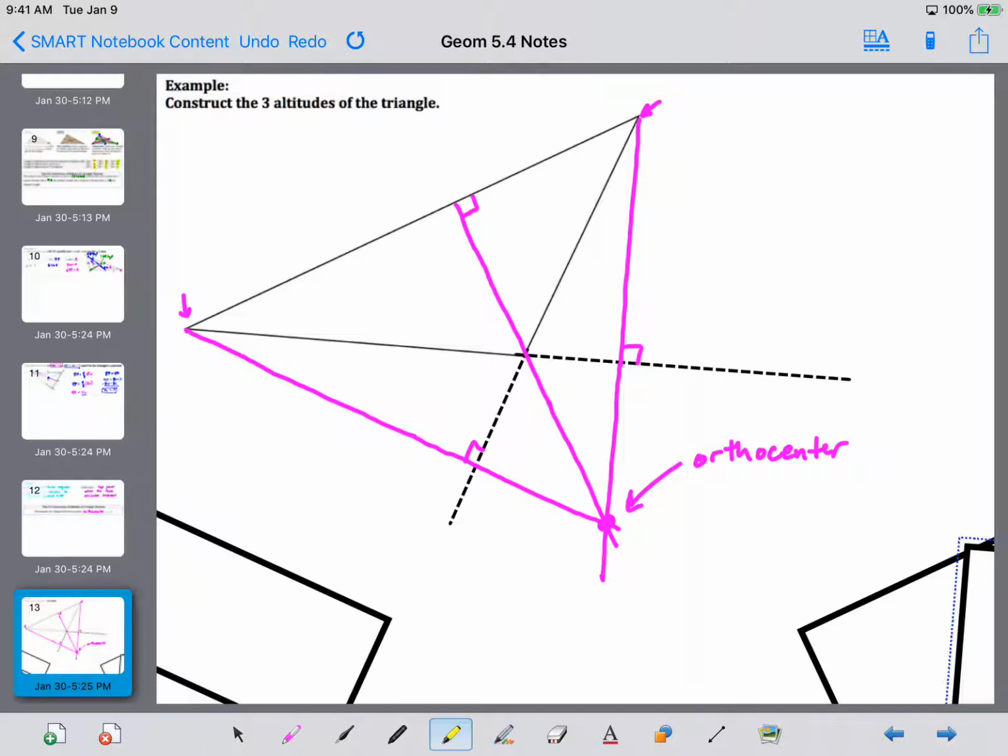All right, so it was a little odd with constructing the orthocenter. It is a little easier to do on paper with an actual note card, so if you're not sure what I was doing there, just come find me and I can show you using a paper note card.